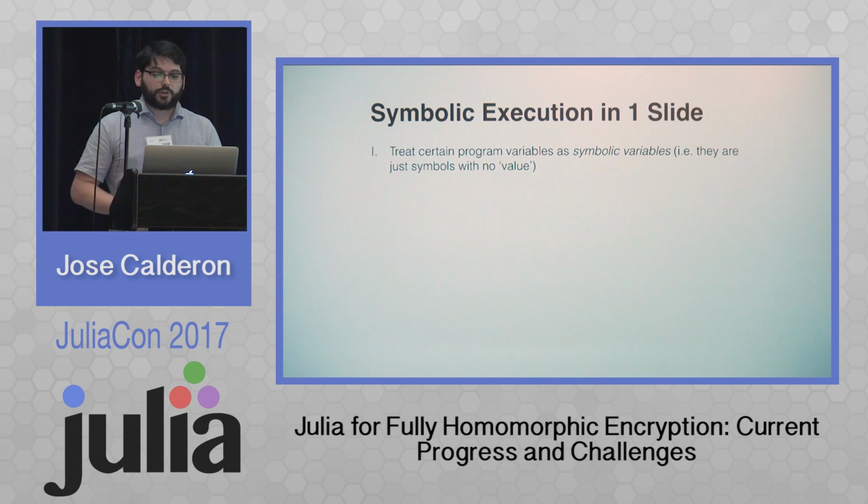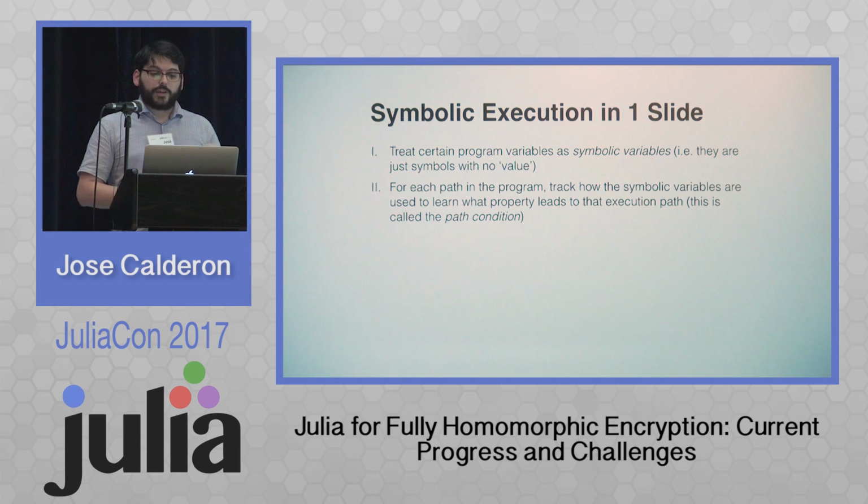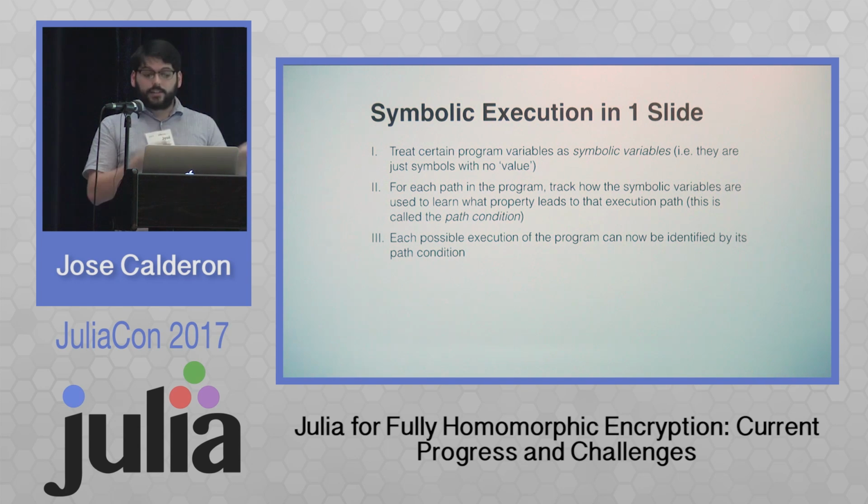So you treat certain program variables as symbolic variables, which just means they're abstract, a placeholder, they don't have an actual value. And then for each path in the program, wherever control flow would change, you keep track of what that means about the symbolic values. Like if you have an if statement, is a symbolic value used in that if statement? We call that a path condition. So in each path of the program, there are certain constraints on the symbolic values. Each possible execution of the program, because by its nature each path represents an execution, you can identify by its path condition.